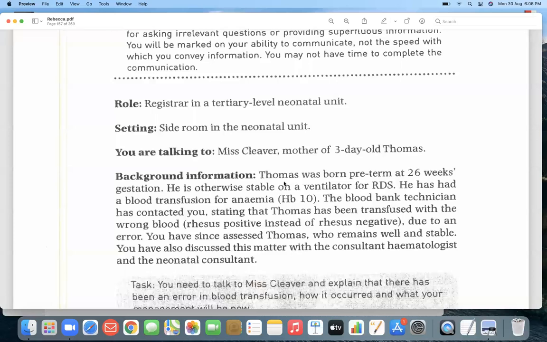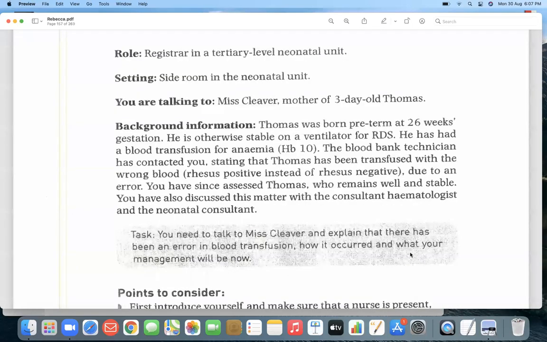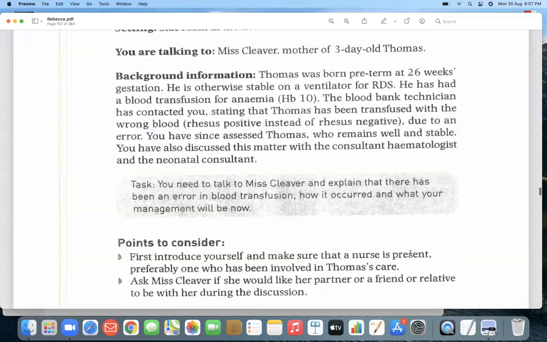You have since assessed Thomas, who remains well and stable. You have also discussed this matter with the consultant hematologist and the neonatal consultant. You need to talk to Ms. Cleaver and explain that there has been an error in the blood transfusion, how it occurred, and what your management plan will be now.